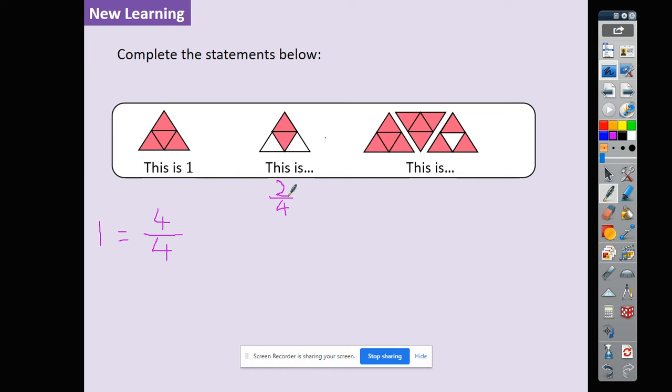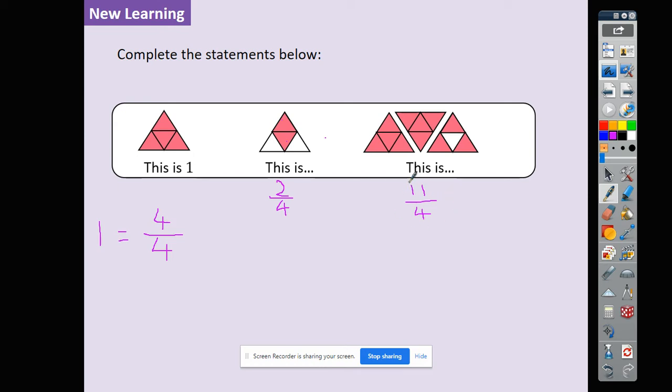Now you may have spotted that we can simplify this, but we're going to come back to that later. So let's have a look at this final shape. So we still know each of them have been split into 4 parts. So how many parts in total have been shaded? We can count them. 1, 2, 3, 4, 5, 6, 7, 8, 9, 10, 11 parts. 11 parts have been shaded. So that is 11 quarters in total.